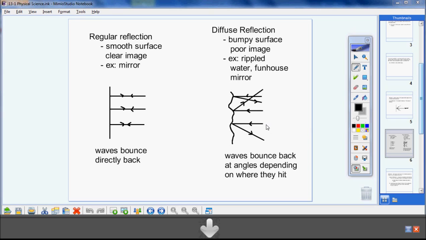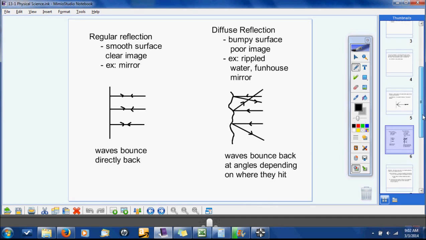And then if this is where the mouth was when someone was looking in a bumpy mirror like this, the mouth would then stretch way down here, so you'd have a very funny looking image if you look into a bumpy mirror and get a diffuse reflection. So wherever they hit is going to determine where that normal line is and how the bounce is going to come when it bounces back off again.